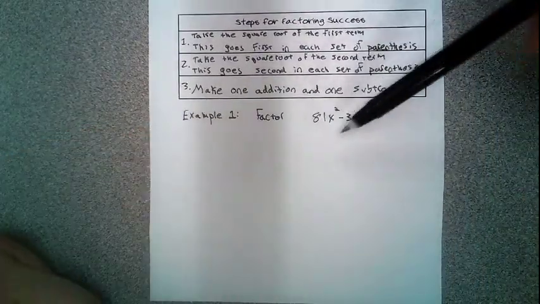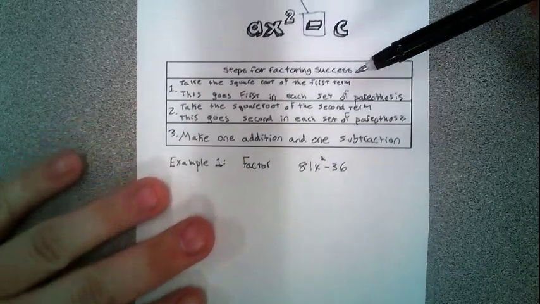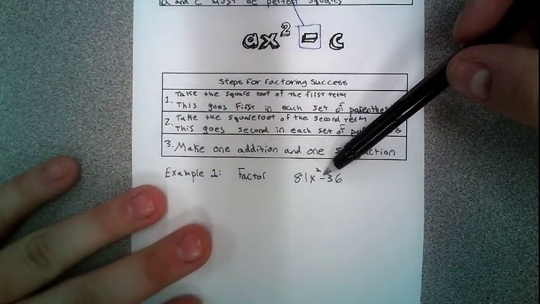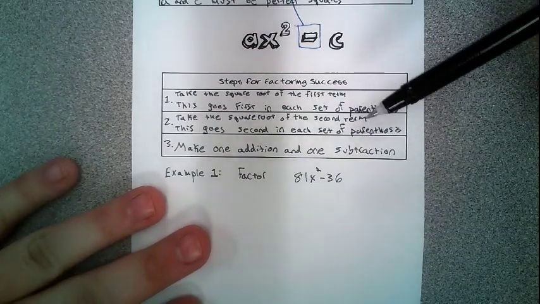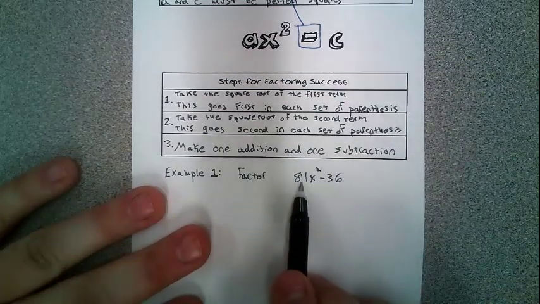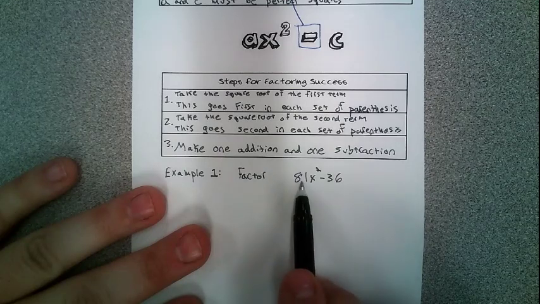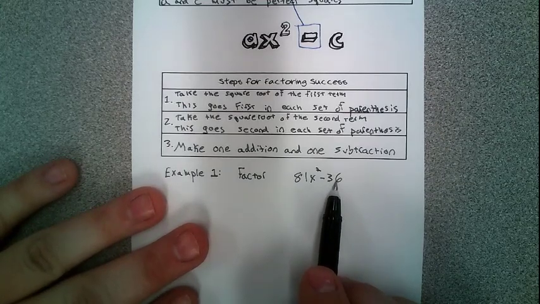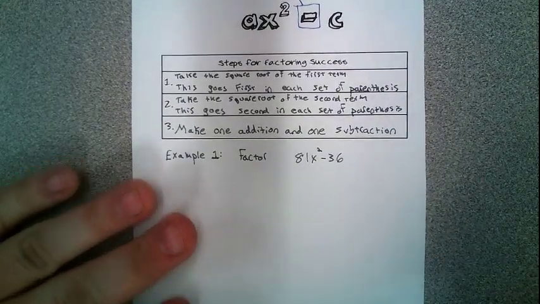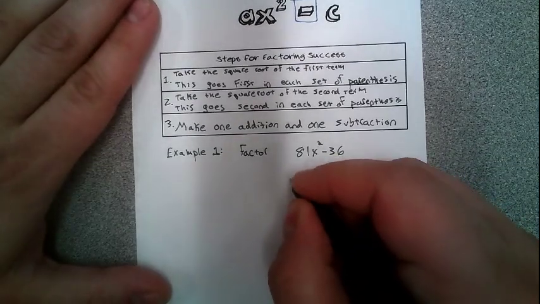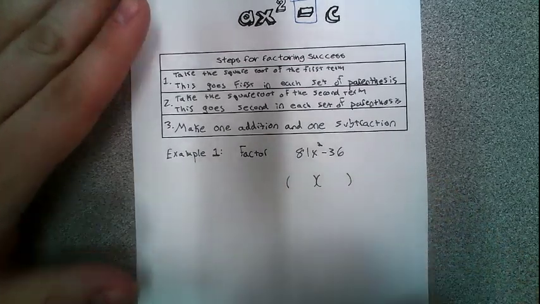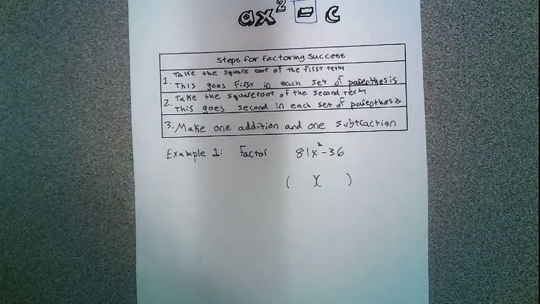We have 81x squared minus 36. Let's see if we can use this pattern. First, is there a subtraction symbol? Yes. Okay, that's the first step. So where is a difference? Are 81 and 36 perfect squares? So 81, right, is the perfect square of 9. 36, perfect square of 6. So that works. So we can use this pattern. And what I do is I set up my parentheses.